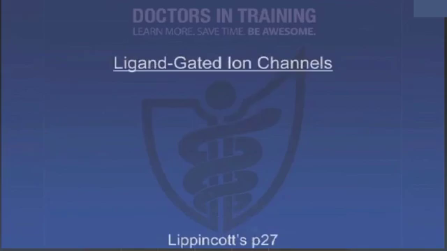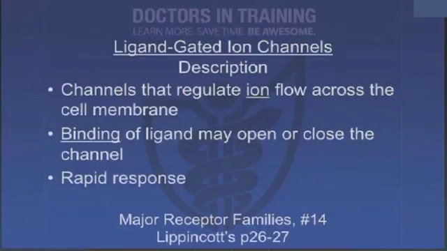So the first type of receptor we're going to look at is ligand-gated ion channels, and this is in figure 2.2a. These are ion channels that regulate ion flow across the cell membrane. And the binding of the ligand may open or close the channel. And usually these channels have a fairly rapid response. It only lasts a few milliseconds. Some examples of this type of receptor would include the nicotinic receptor, in which acetylcholine comes in and opens up the channel and allows sodium to flow into the cell, and that generates an action potential.